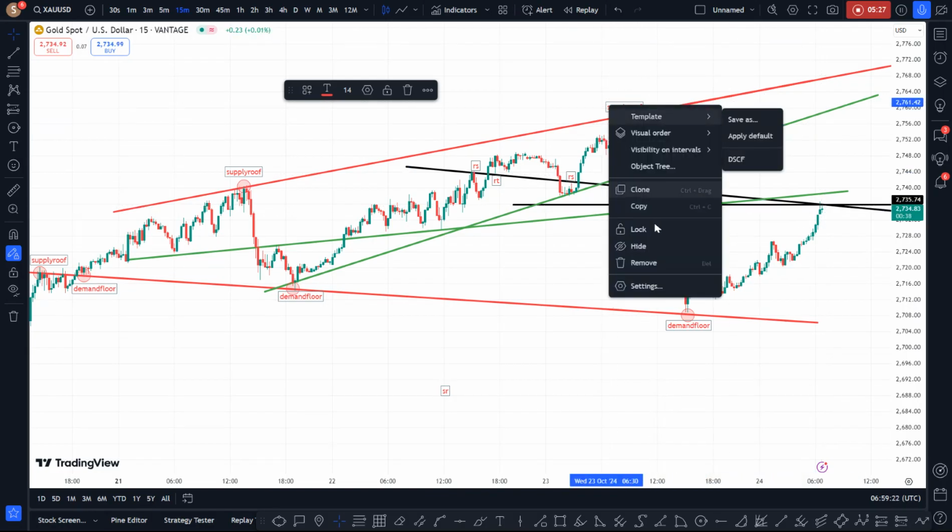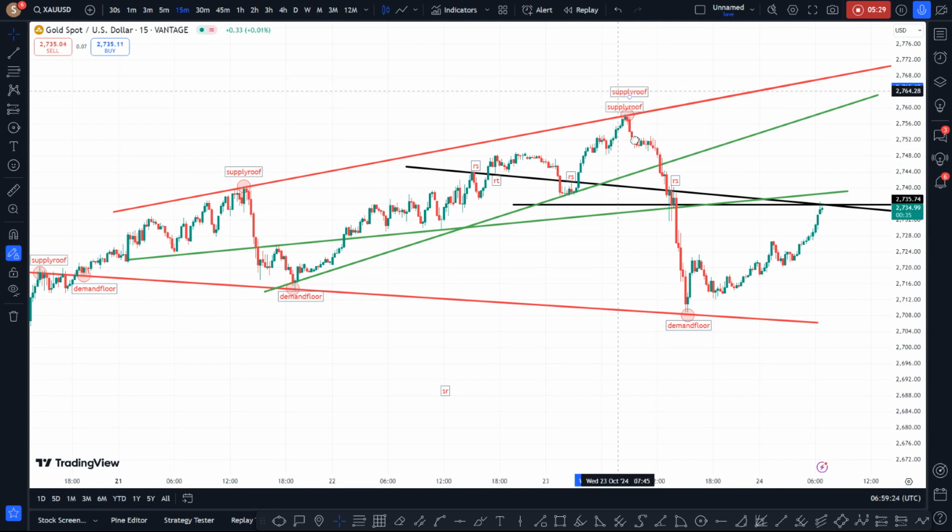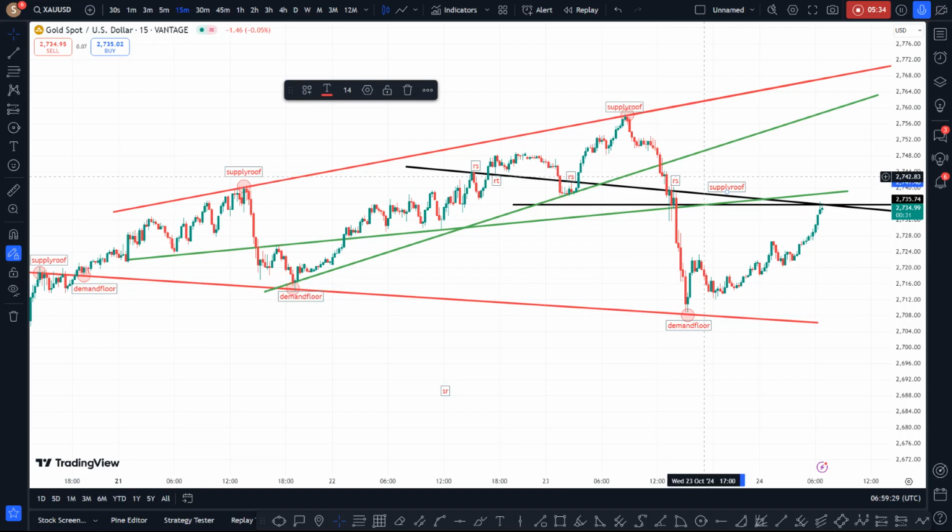This is a 15-minute supply roof, a lower time frame supply roof. But the structure is the same, and we want to follow principles, demand and supply. So it doesn't matter whether you're in a higher time frame or in a lower time frame. The most important thing is to follow structure.